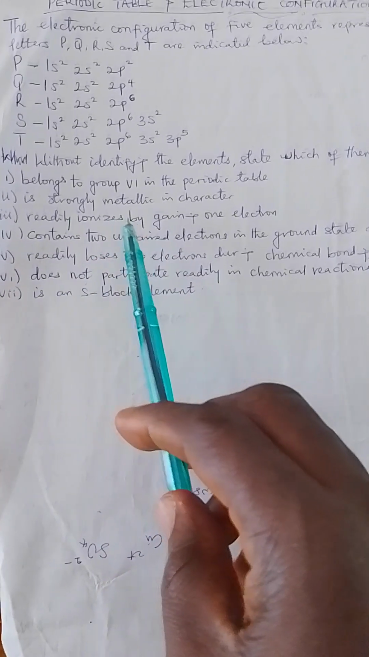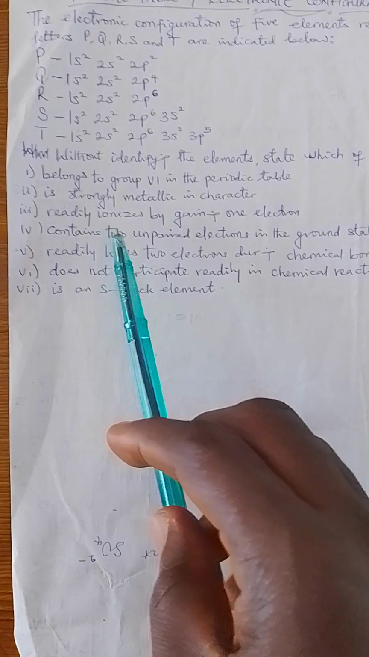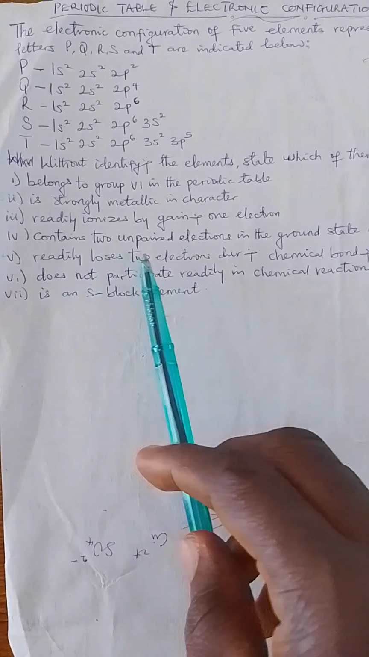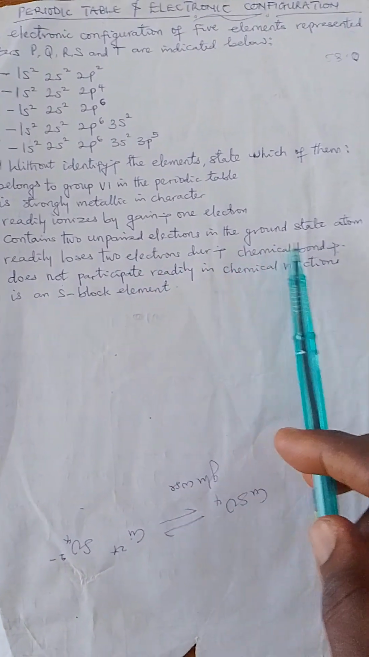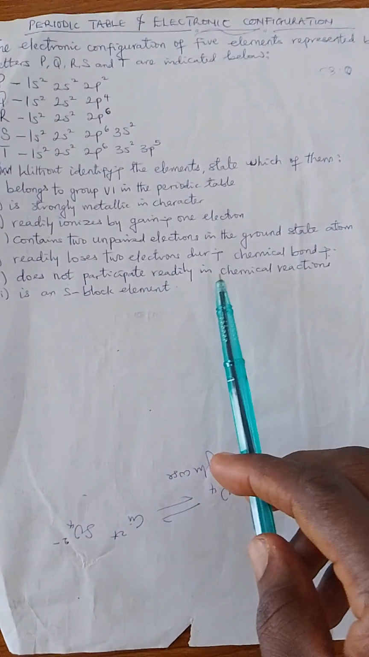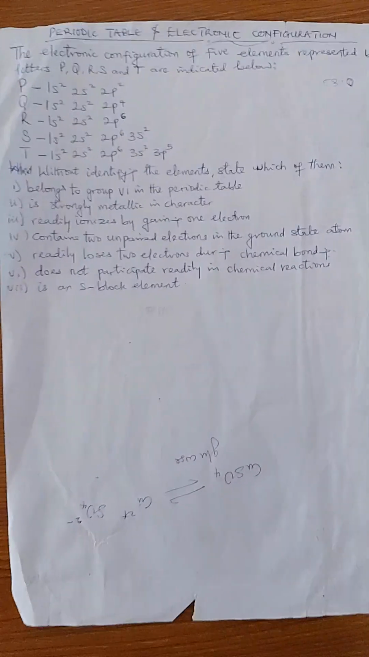3. Readily ionizes by gaining 1 electron, 4. Contains 2 unpaired electrons in the ground state atom, 5. Readily loses 2 electrons during chemical bonding, and 6. Does not participate readily in chemical reactions, and lastly is an S block element.